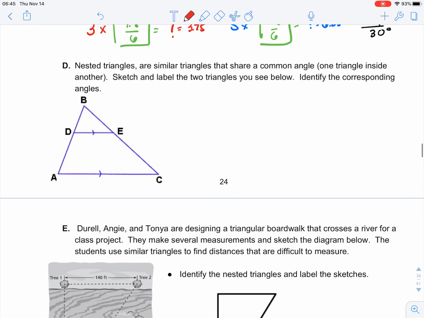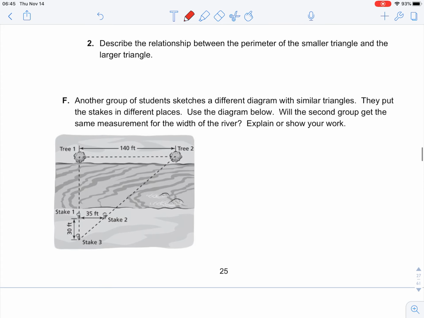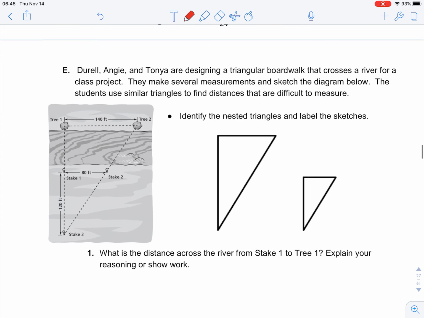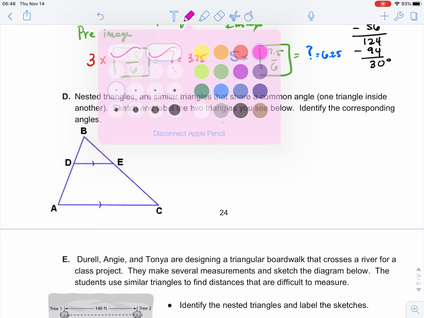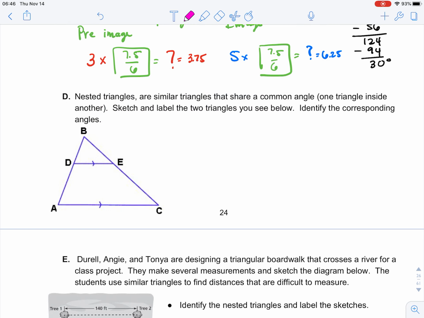Okay, nested triangles. Same thing with D and E. I'm going to go through these fairly quickly because the video is getting a little long. But what you do is try them, check your work, try them, check your work. Again, you need to try them. You should not be finishing before the end of the video. However long the video is, your work should be a little bit longer.